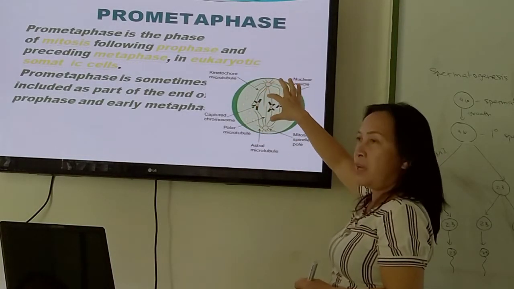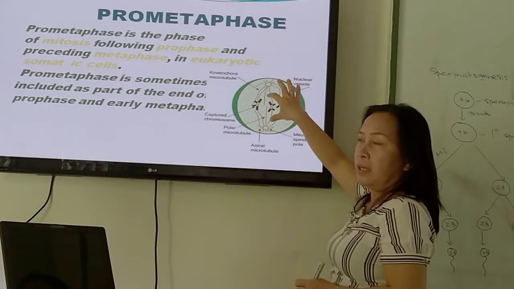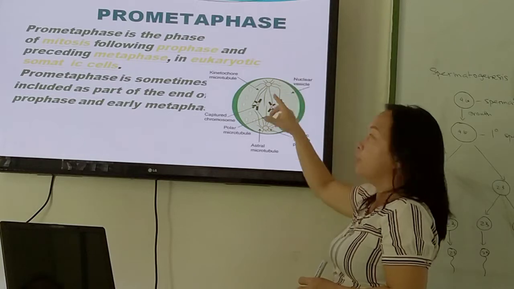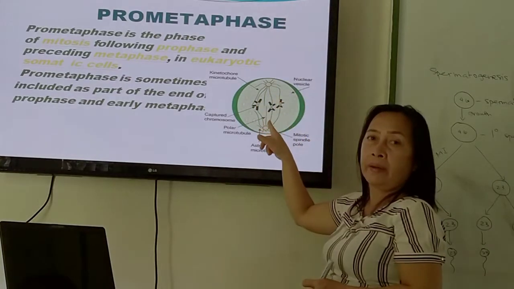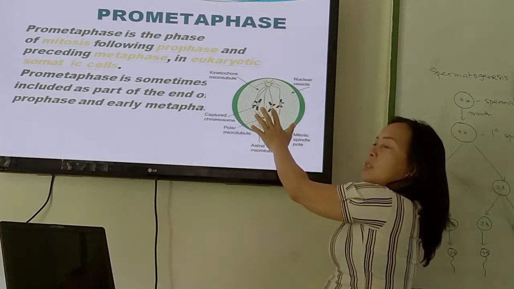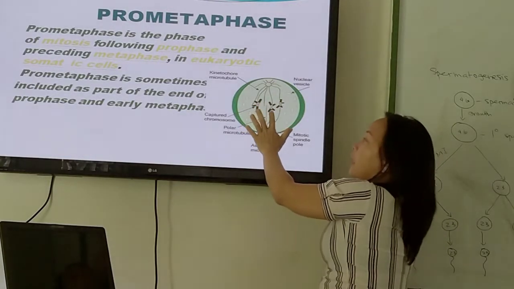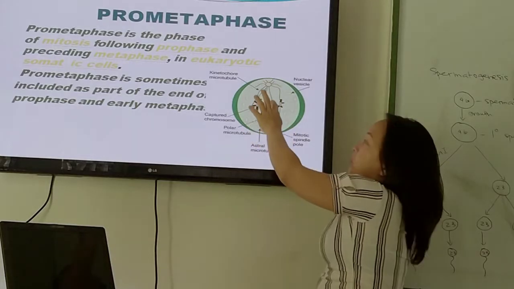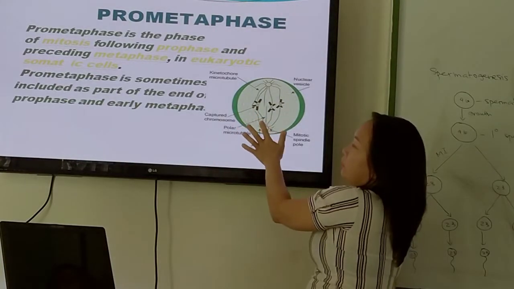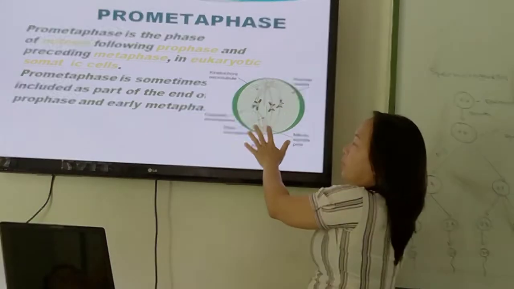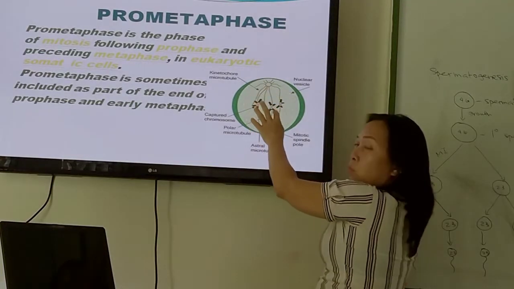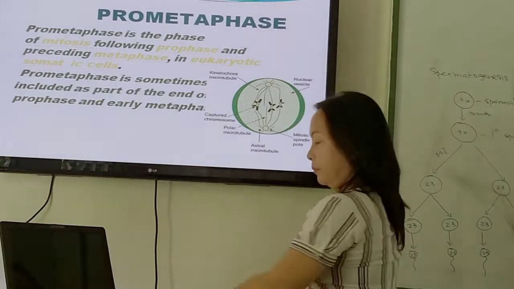What is in the spindle fiber? Now, the spindle fiber consists of motor proteins, motor proteins that would direct the chromosomes where to go. If the chromosomes are not attached to the spindle, then they don't know where to go, whether to the left or to the right. So, that's why there is a need for spindle fiber. They need to be attached here so that they will be directed where to go. Okay.